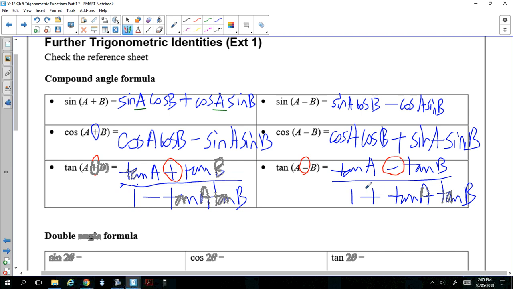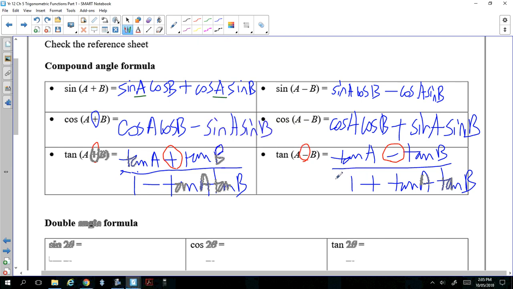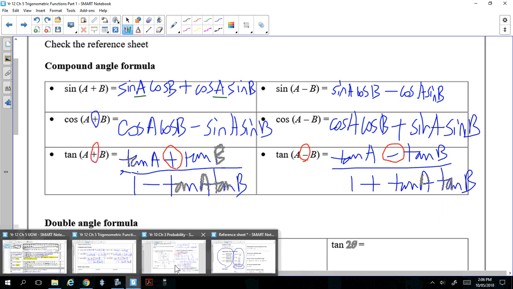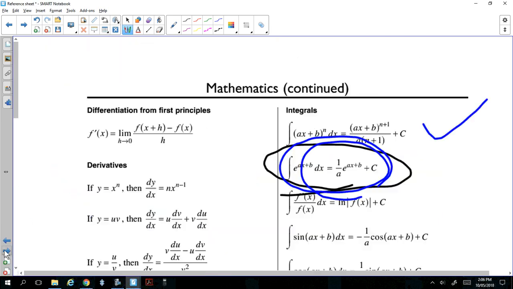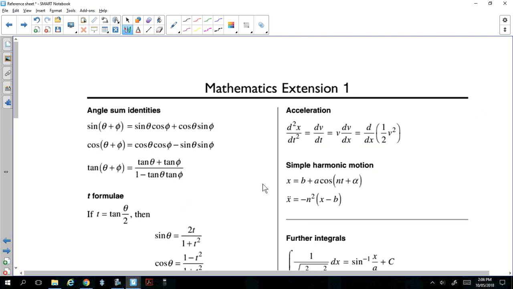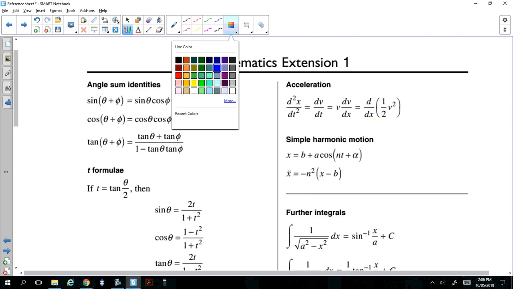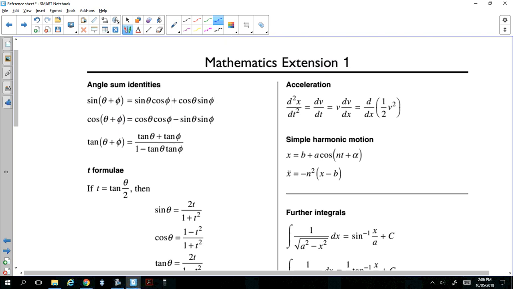So you need to memorize them. That will be helpful in the exam. It is also on the formula sheet, but let's look at what part is given. So if you look at the extension one, they only give you the one with the plus. They don't give you the minus. So if you have a minus, you just put a minus sign here. If it's a minus, you put a plus here. If it's a minus, you put a minus on top, plus at the bottom.